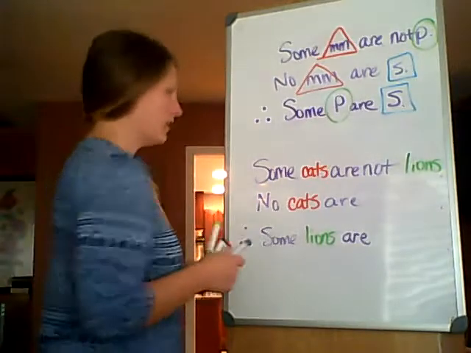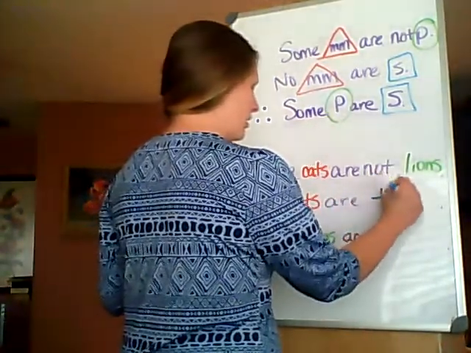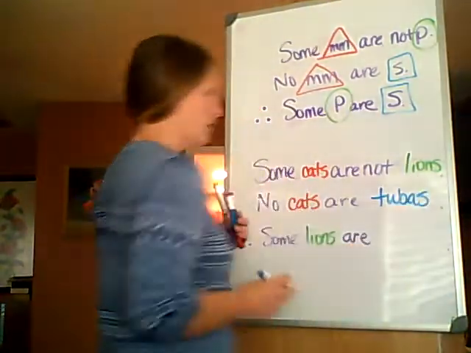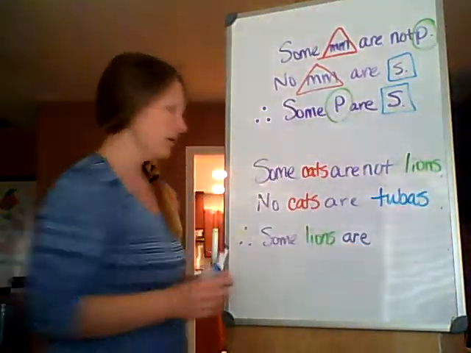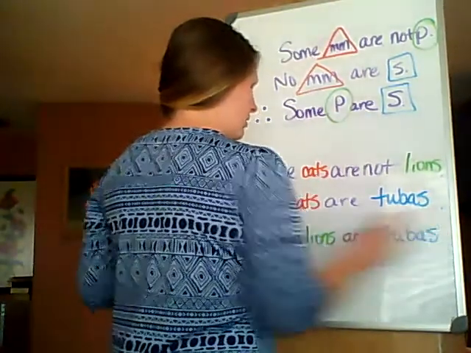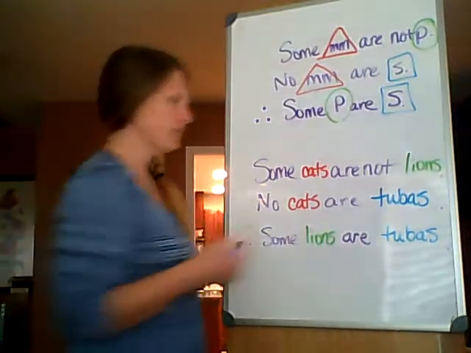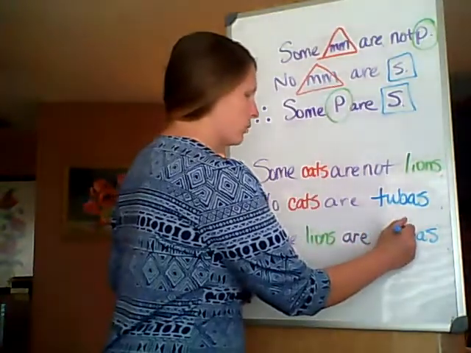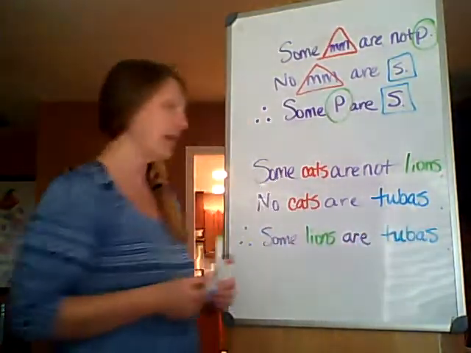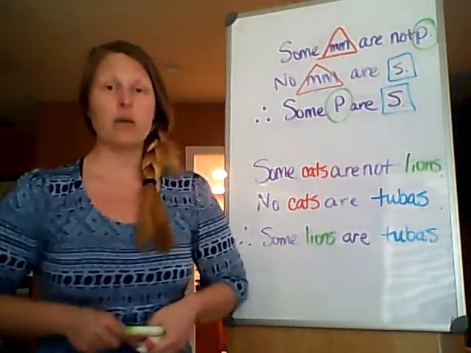Let me put in anything. No cats are tubas. Some lions are tubas. Now, this might seem ridiculous. It might seem like that's not true, Mrs. Warren. It's not true that some lions are tubas. Well, that's the whole entire point of what I was trying to do.